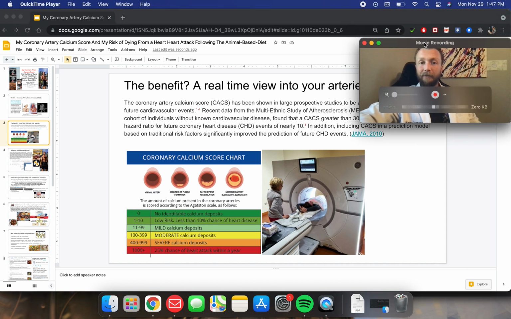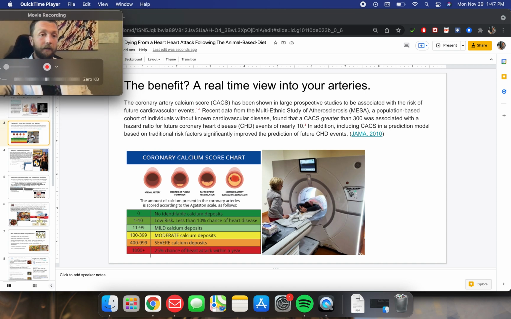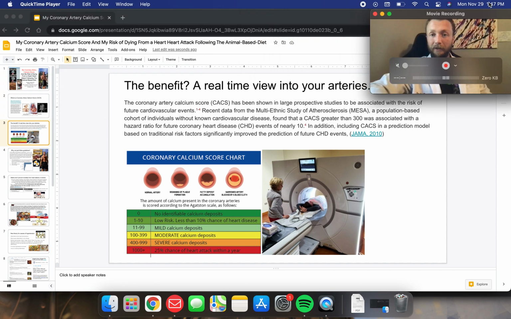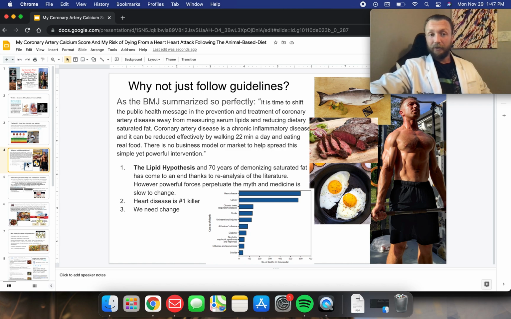So why get this one? What's the benefit? Well, it's a real-time view into your arteries. If you're ever wondering if you're having plaque buildup, well, this is a pretty quick test. It takes about 3 minutes to do, and you get a real-time image of what your insides look like. You get a score from 0 to 1,000. Obviously, the lower score you get, the better. You don't want to be anywhere near the 100-plus range.